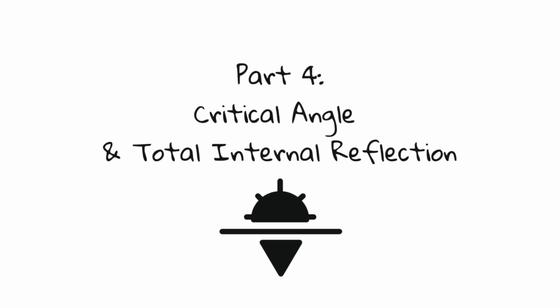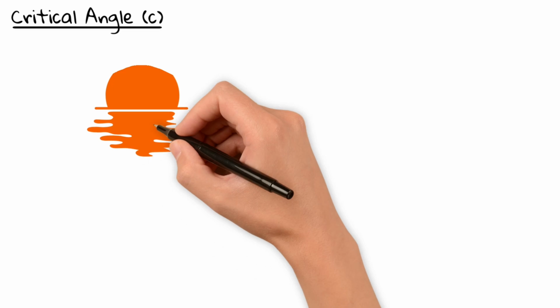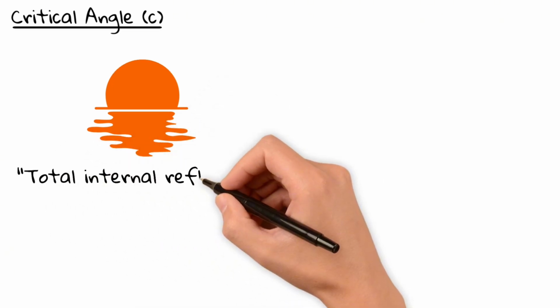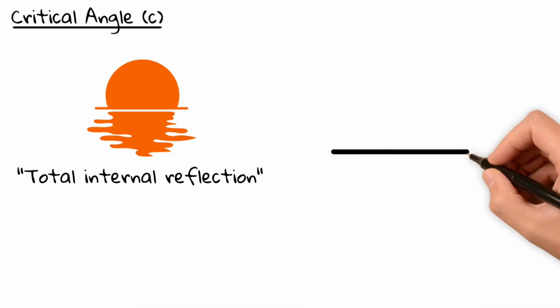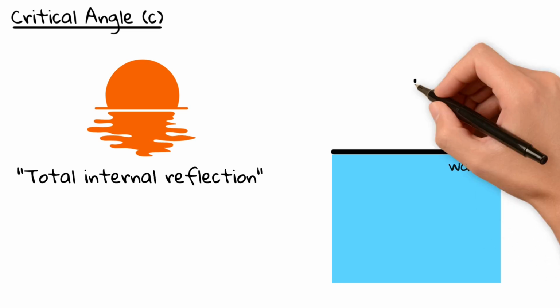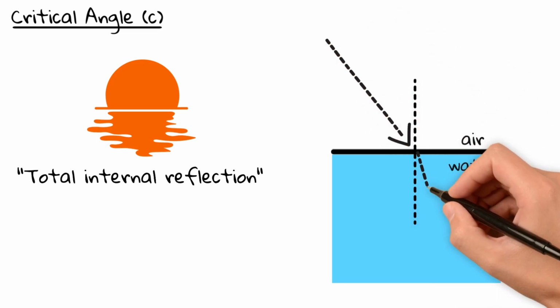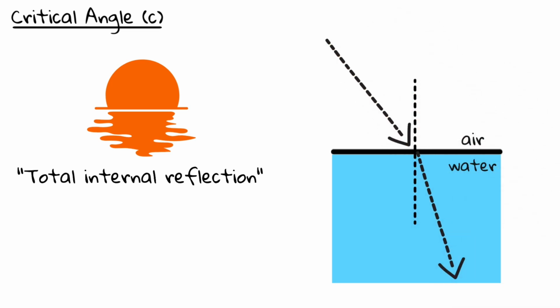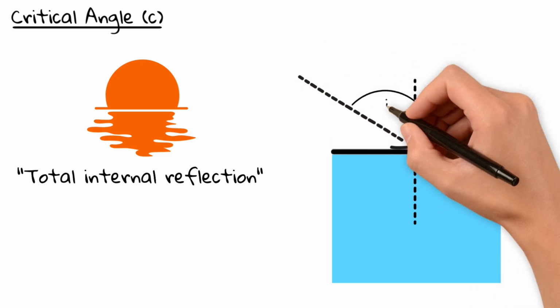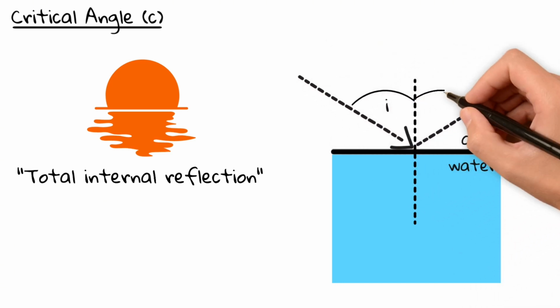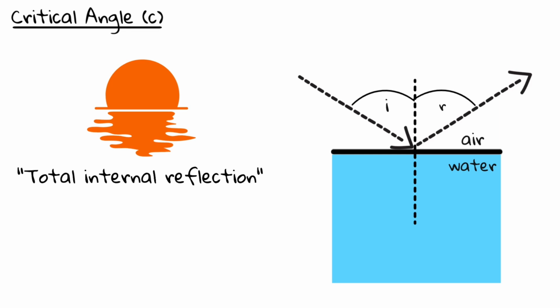Have you ever noticed how at sunset you can see the reflection of the sun off the water, but not at midday? That's due to total internal reflection. When light travels from a denser material into a less dense material, it bends away from the normal. If the angle of incidence is large enough, light doesn't leave the denser material at all. It reflects instead. This happens when the angle of incidence reaches the critical angle.